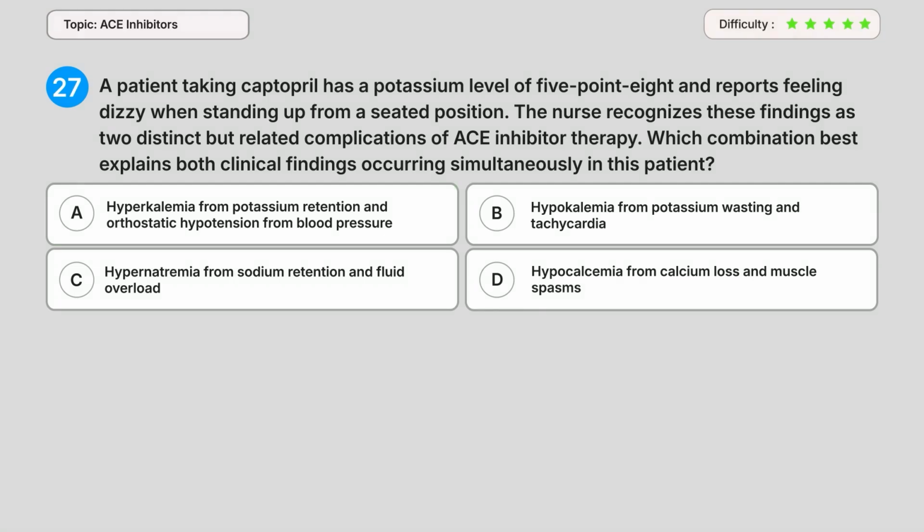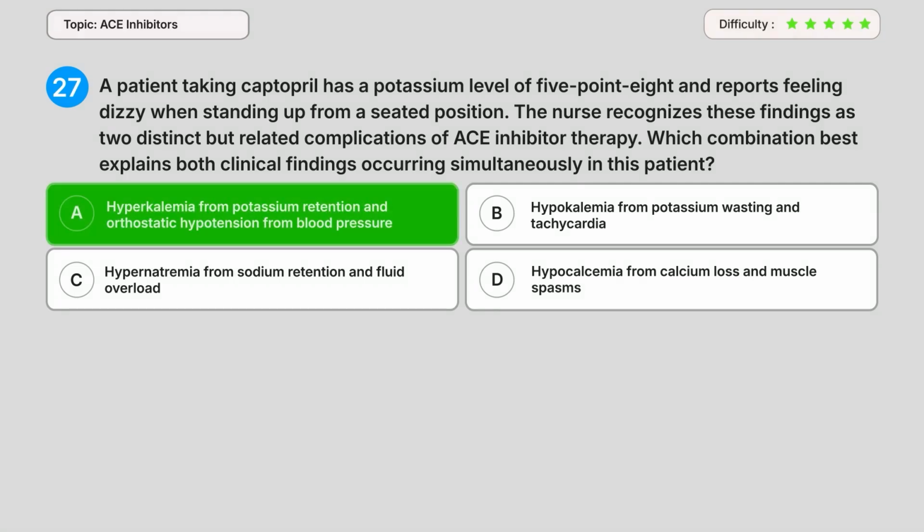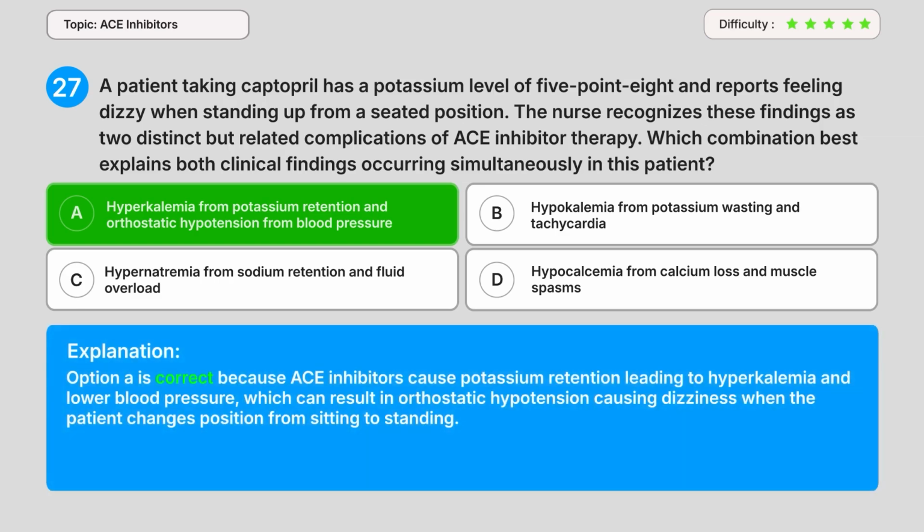Correct answer: A. Hyperkalemia from potassium retention and orthostatic hypotension from blood pressure lowering. Explanation: Option A is correct because ACE inhibitors cause potassium retention, leading to hyperkalemia and lower blood pressure, which can result in orthostatic hypotension causing dizziness when the patient changes position from sitting to standing.